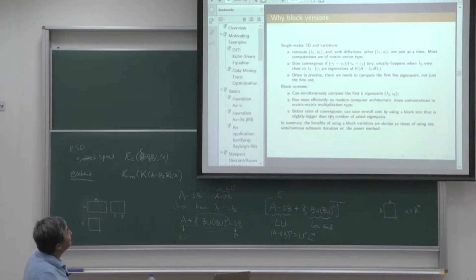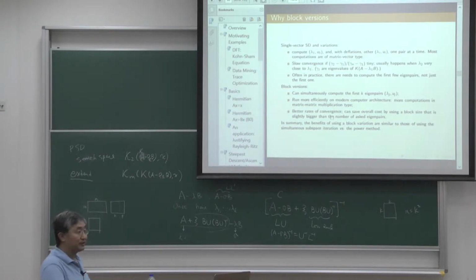Now, in practice, sometimes we need to compute not just one eigenvalue. We may compute several at a time. That's when the so-called block version appears. When you take numerical linear algebra, you start with the power method, one vector at a time. Then later you talk about simultaneous iteration, or subspace iteration. This is basically a similar idea. So you can use a block version to compute several eigenvalues at one time.